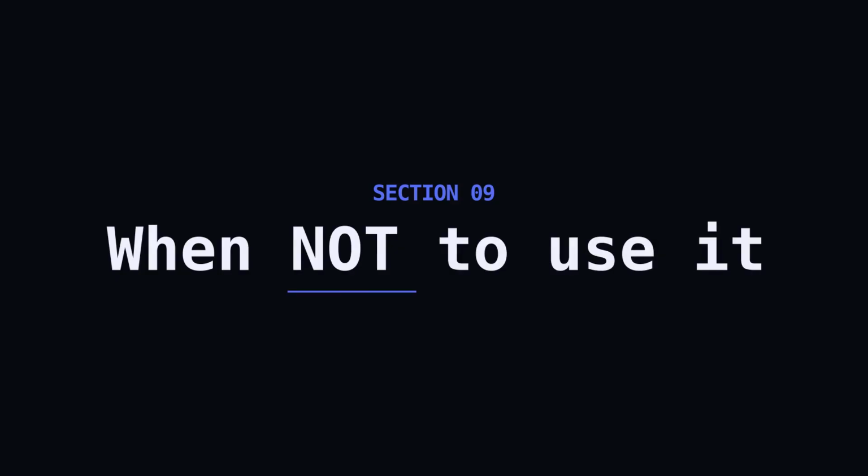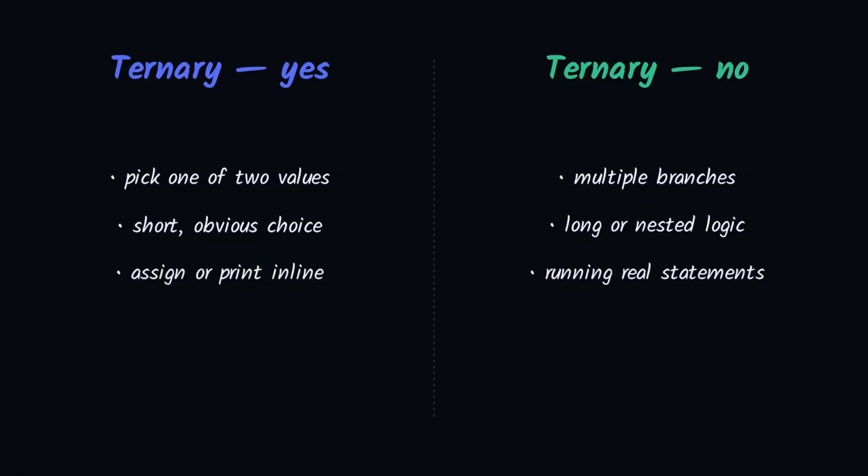Powerful, but easy to overdo. Reach for a ternary when you're choosing between two simple values. But if you've got 3 or more cases, or you're doing real work in each branch, or you catch yourself nesting ternaries inside ternaries, stop. Go back to a clear if, elif, else. Short and readable beats clever and cramped.